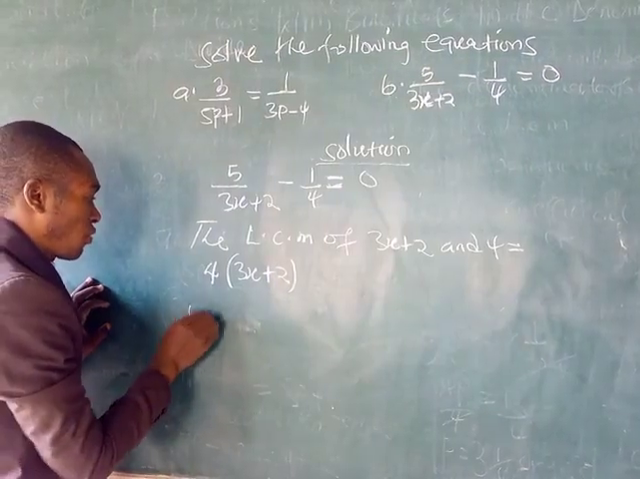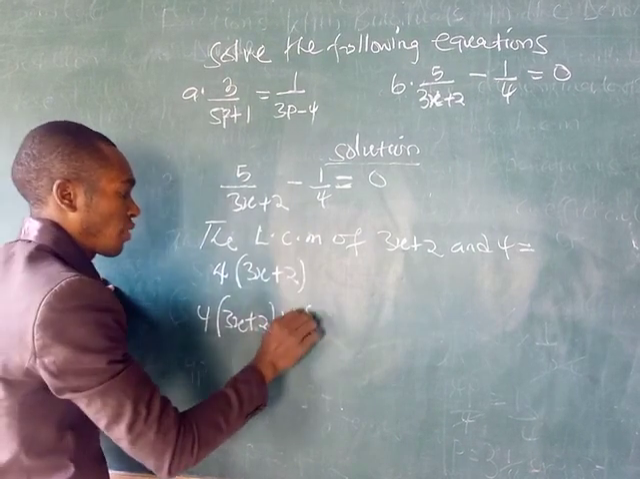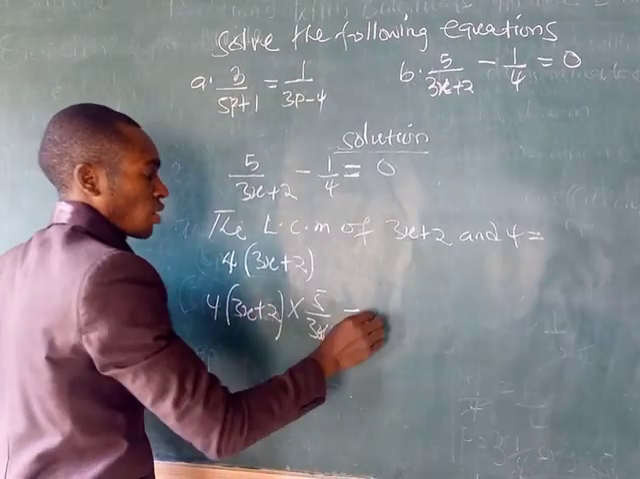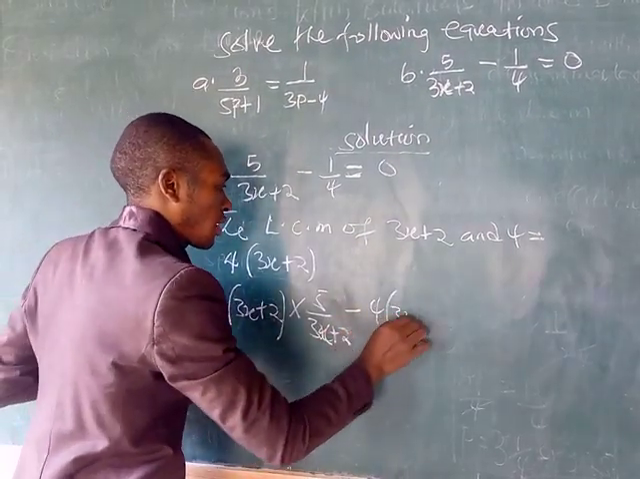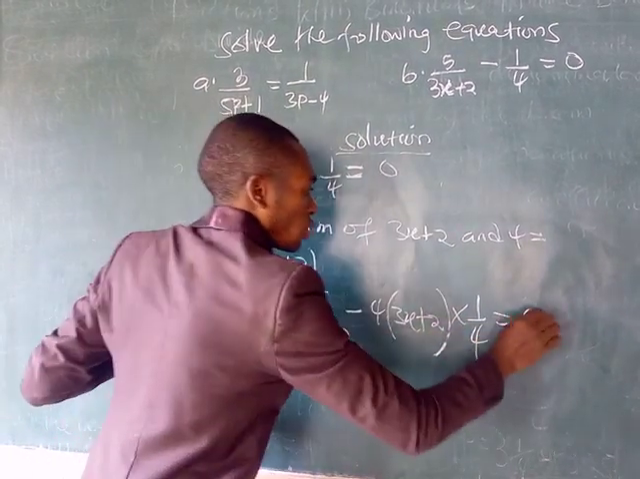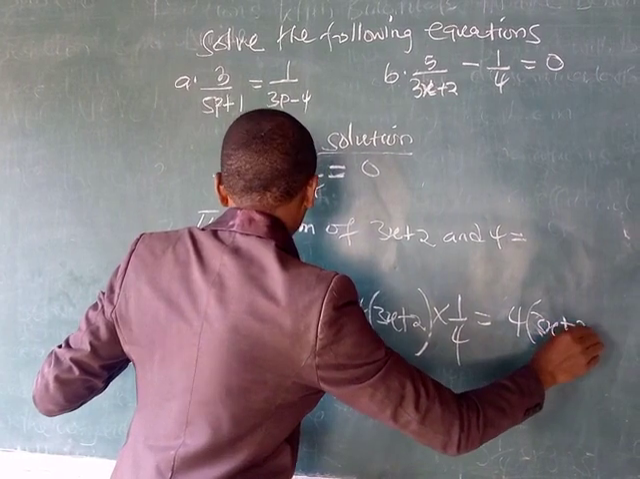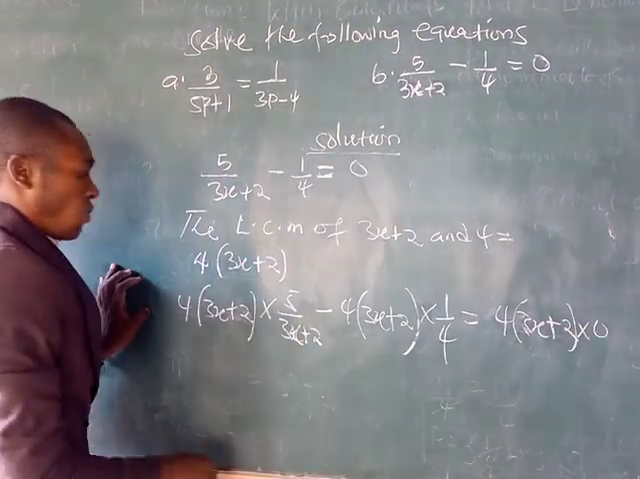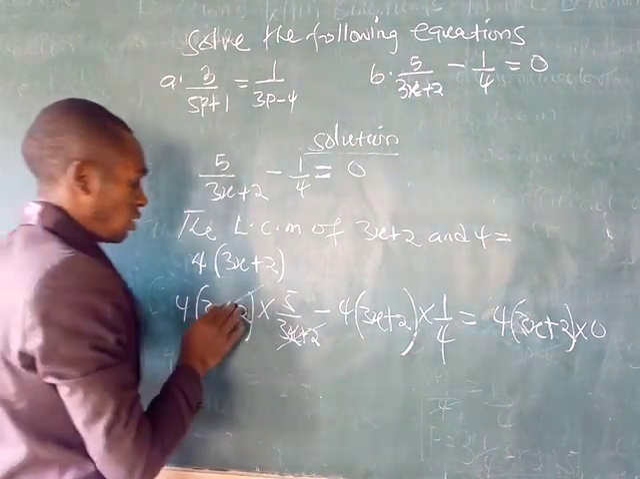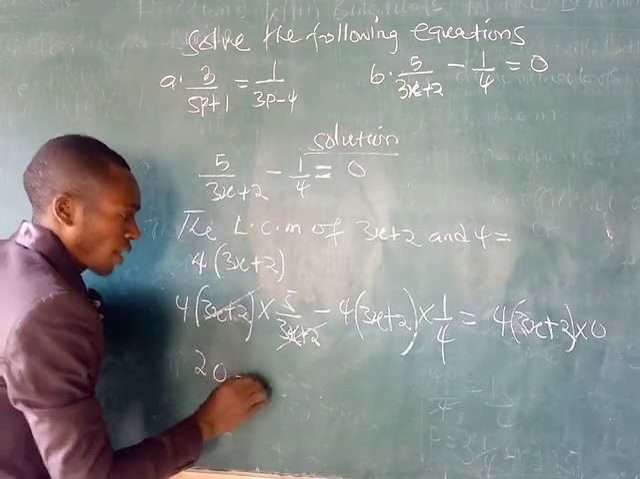So we'll have 4 open bracket 3x plus 2 close the bracket times this first term, 5 over 3x plus 2, minus the LCM 4 open bracket 3x plus 2 close the bracket times 1 over 4, equal to the LCM 4 open bracket 3x plus 2 times 0. Now if you observe, this is the same thing as this, so this cancels this. What we have left is 4, so 4 times 5 will give us 20, minus this minus sign.